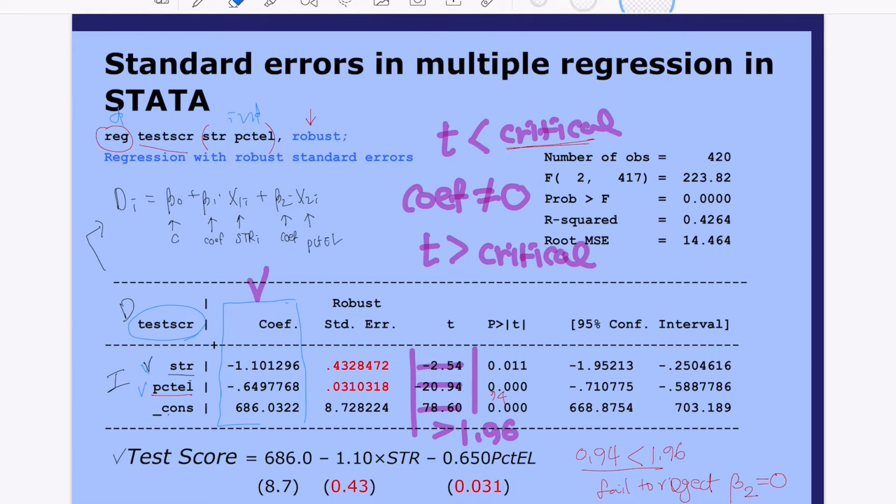So we can write using all these numbers. It's simple, right? So the predicted TSi equals 686.0322 plus beta 1, negative 1.10 times STRi, plus beta 2, negative 0.649 times percentage of English learner will be our equation. And you can write down the standard errors underneath like that.